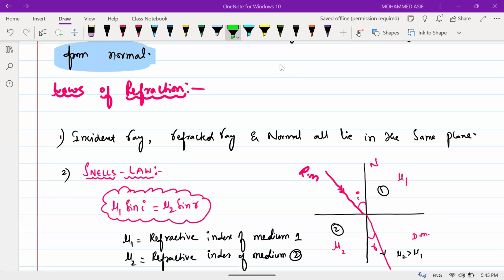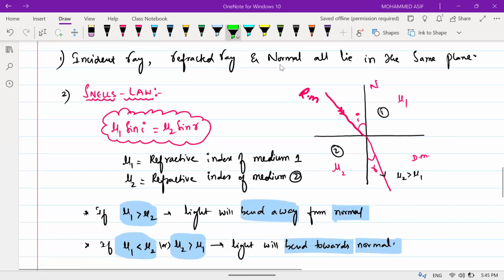Done beta. Angles, you must remember compulsorily. Otherwise you can't do the problems related to this.